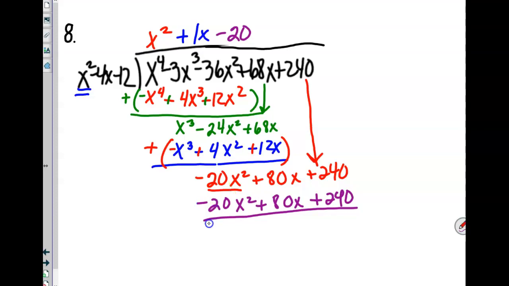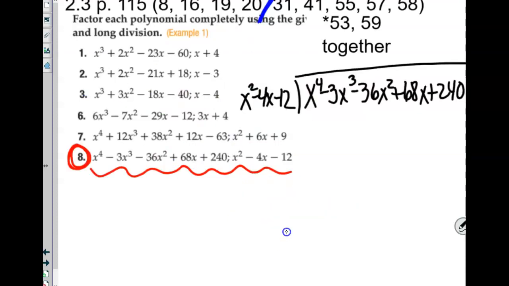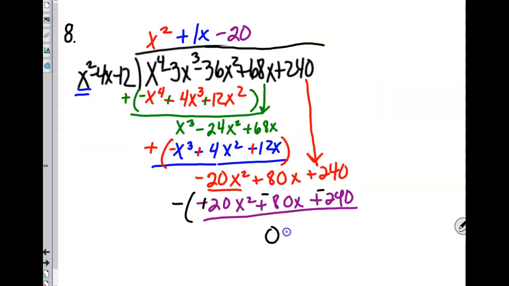Sorry. Now if I go through and change all these to add the opposites, I get 0. All right, but the question, remember the directions were kind of funky. It said completely factor this. Okay, so if I were checking this question right now, I got as an answer x squared plus x minus 20 when I divided by x squared minus 4x minus 12.